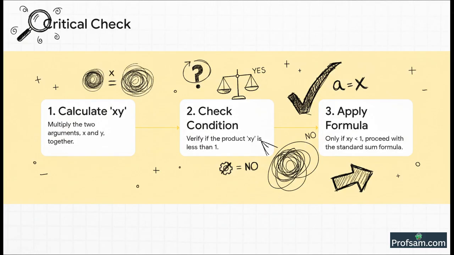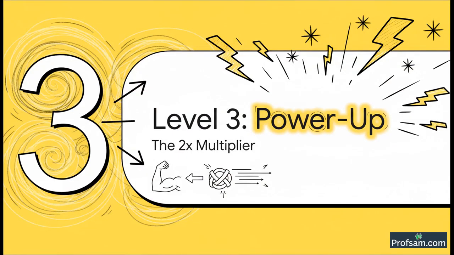Then, ask a simple question. Is the product xy less than 1? Only if the answer is yes are you allowed to use the formula directly. This is the main condition you'll need for your board exams, so make sure you master it. So just to repeat, that condition check is a non-negotiable step, okay?